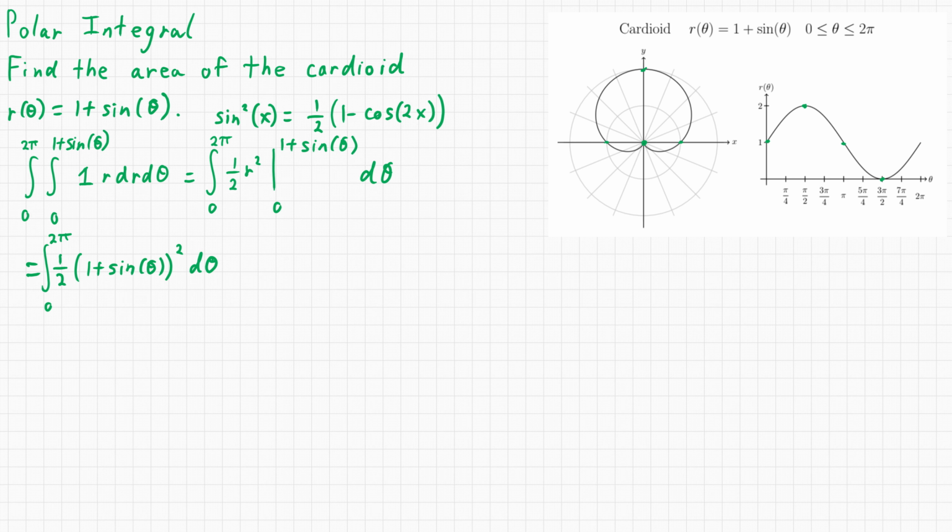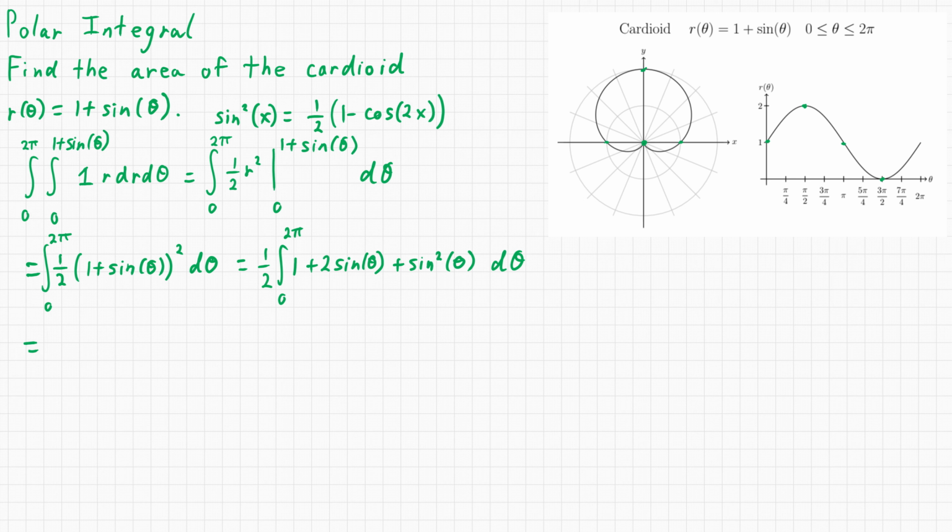Okay, we're going to have to expand that out and simplify. So that's going to equal, I'll take the 1/2 out front. So 1/2 integral 0 to 2 pi. We'll get 1 times 1, so 1. We'll get 2 sine in the middle, sine of theta. And then we'll get sine times sine, so plus sine squared of theta. And then at the end we'll have our d theta.